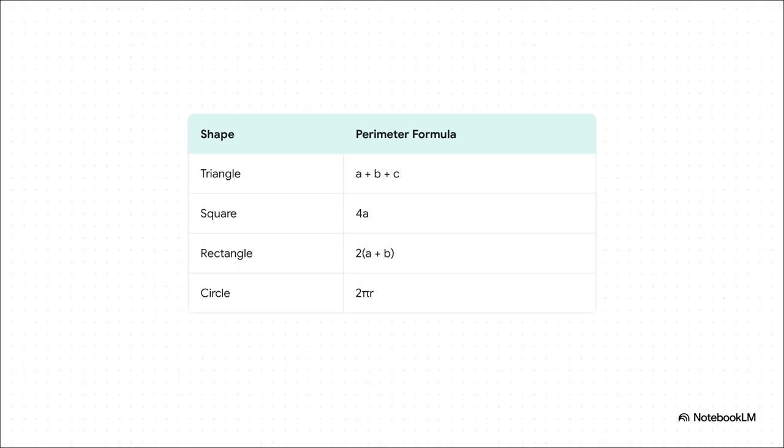Now, calculating perimeter is at its core, literally just adding those outer lines together. Take a look at this cheat sheet. For a triangle, you're just adding sides A, B, and C. For a square, well, since all 4 sides are identical, it's just 4 times side A. A rectangle, just 2 times the sum of A and B. And for a circle, the perimeter gets a fancy name, the circumference, which is 2 times pi times the radius. Basically, just trace the outside.